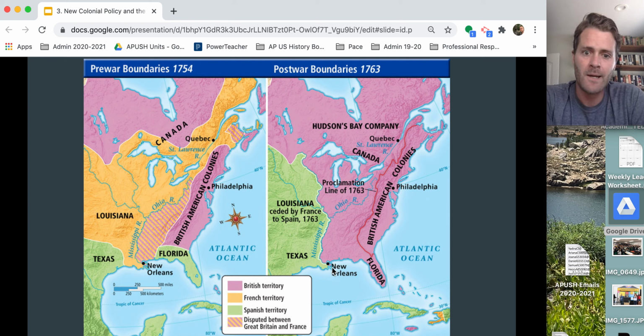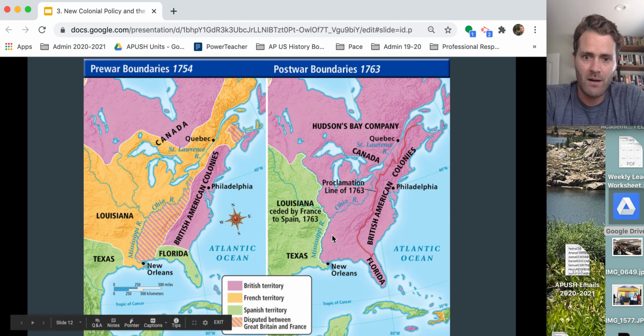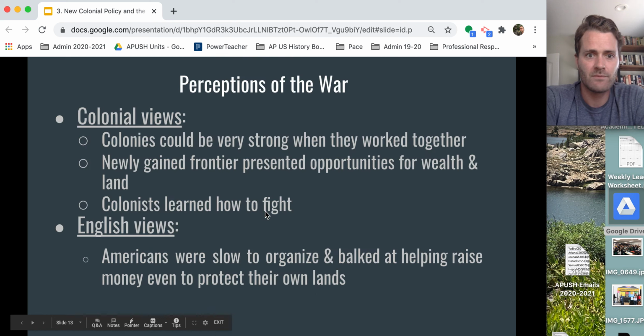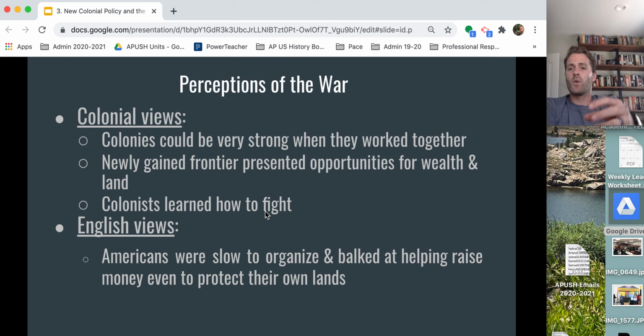Life is good. We got Florida. We got all this stuff. Man, this is good stuff. Now, looking at the war on the back end from a perception standpoint, the colonies think of themselves very highly.